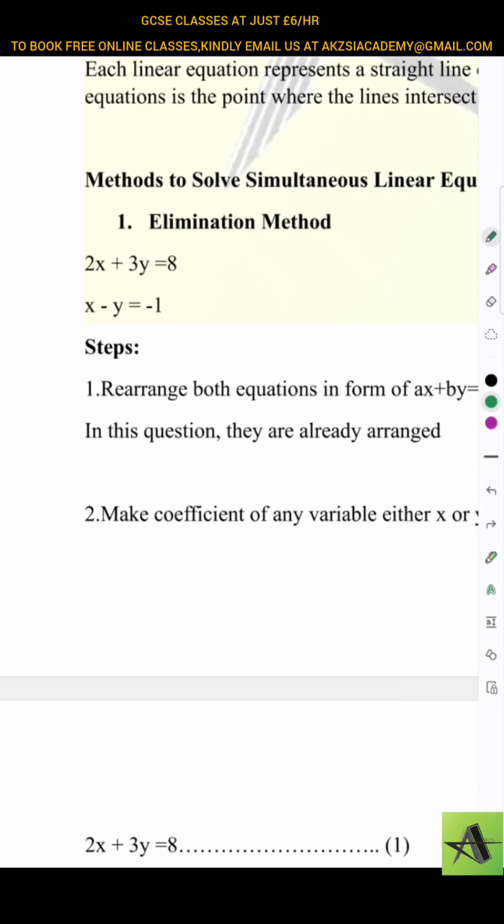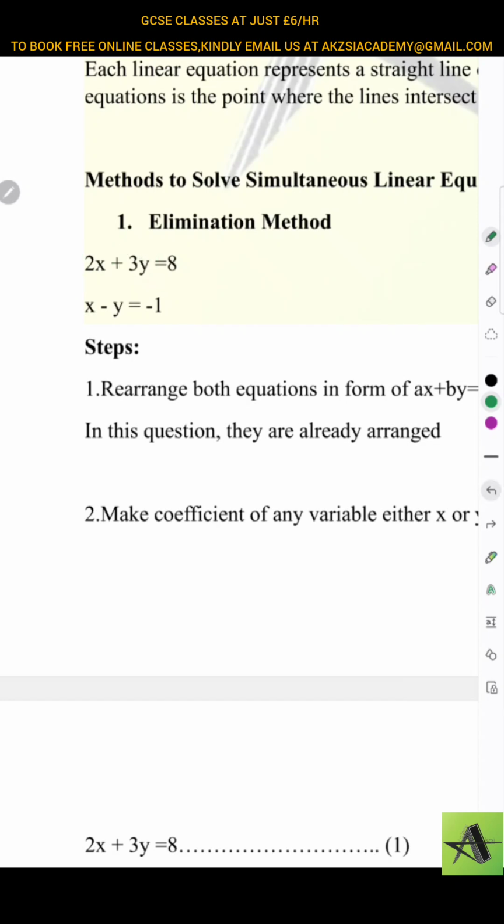We have to eliminate one variable, and in order to do that, we have to make the coefficient of that variable the same. Coefficient, this is the most common question I hear from students. They ask me, what is a coefficient? Coefficient means the number written with the variable. In this equation, 2 is written with x, so 2 is the coefficient. 3 is written with y, so 3 is the coefficient.